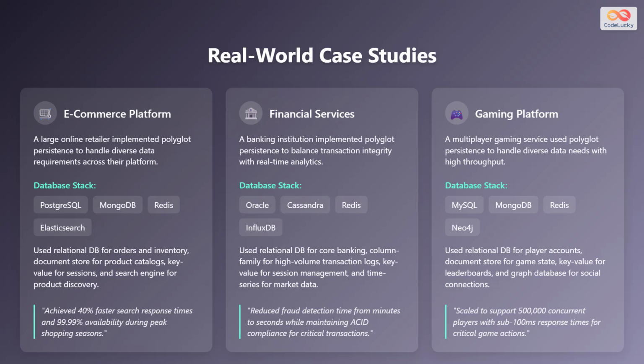The third case study is a gaming platform. A multiplayer gaming service used Polyglot Persistence to handle diverse data needs with high throughput. Their database stack included MySQL, MongoDB, Redis, and Neo4j. They used a relational database for player accounts, document store for game state, key value for leaderboards, and graph database for social connections. They scaled to support 500,000 concurrent players with sub-100 millisecond response times for critical game actions.